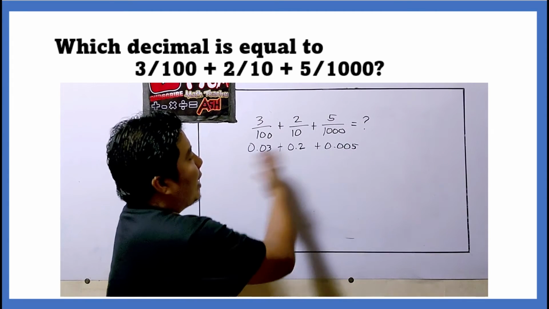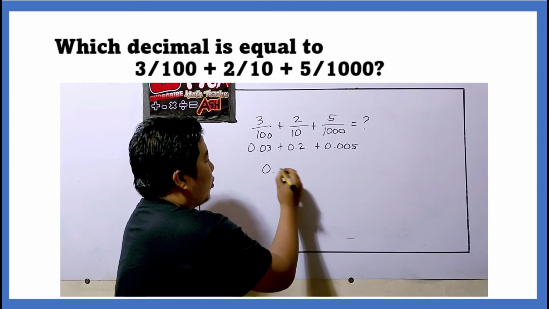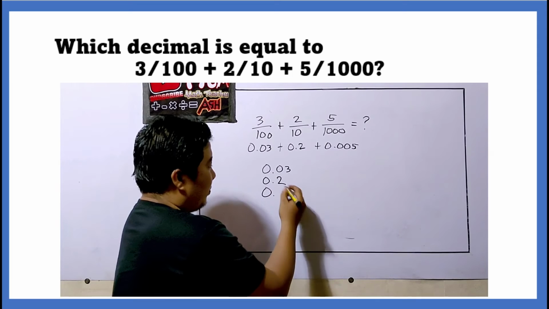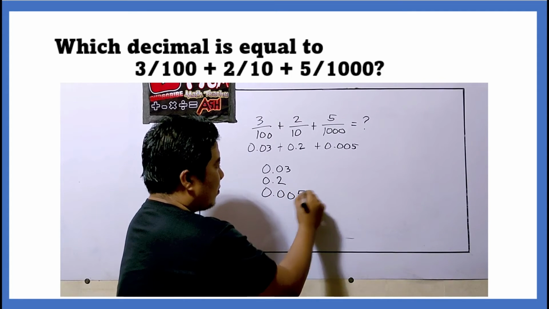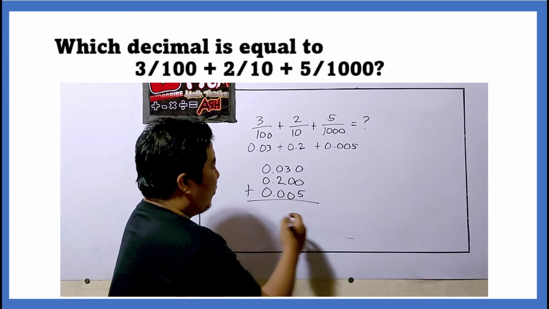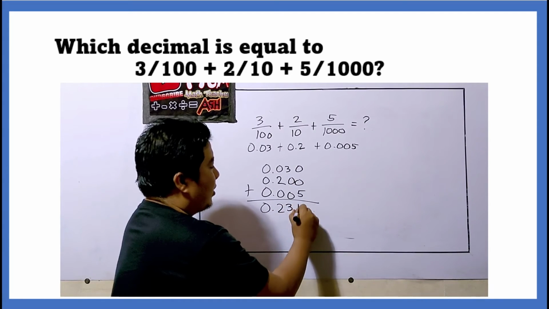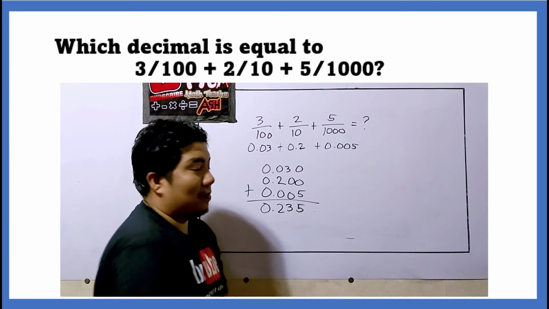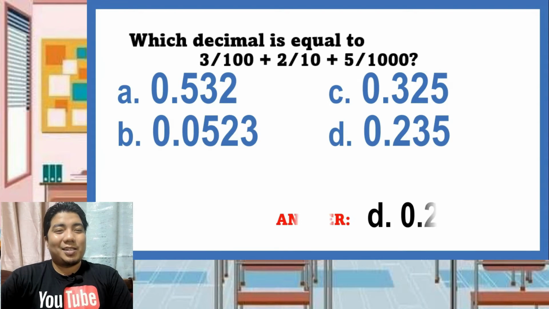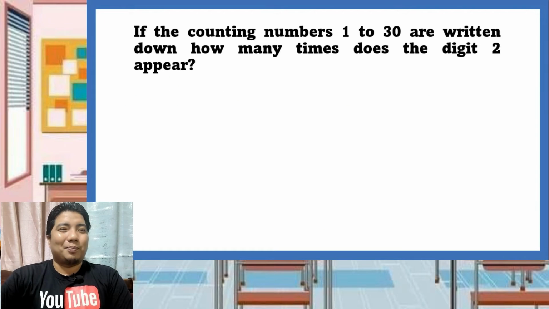Now, you can add them directly, but with the use of alignment. You will align the decimal point, so you just add 0 so that it will be aligned. Therefore, the final answer for this is 0.235. Easy, right? And my dear math learners, the correct answer is letter D, 235 thousandths. Now, let us go to the next problem.